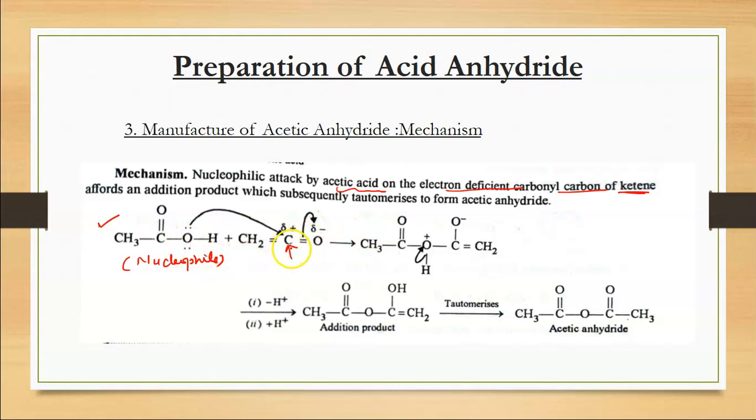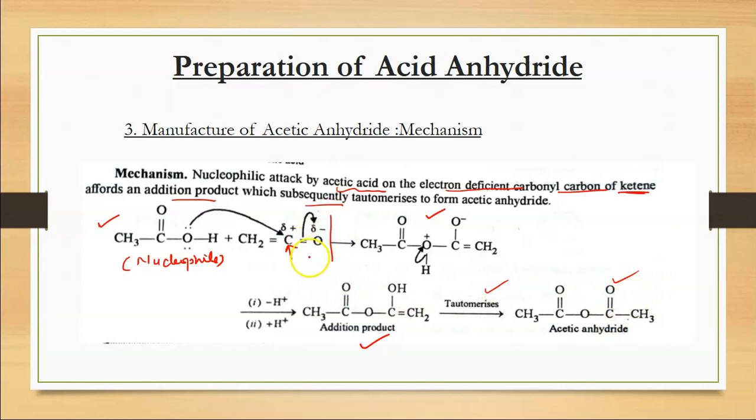Getting that? Because now it is electron deficient, so it is quite susceptible to getting attacked by your nucleophile. Understanding? So which is why it affords an addition product, which subsequently tautomerizes. This is your intermediate. This is your addition product, which subsequently tautomerizes to form your acid anhydride. See what is happening up to here.